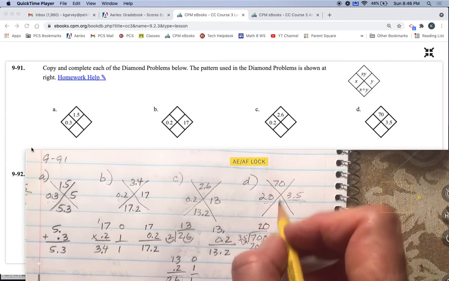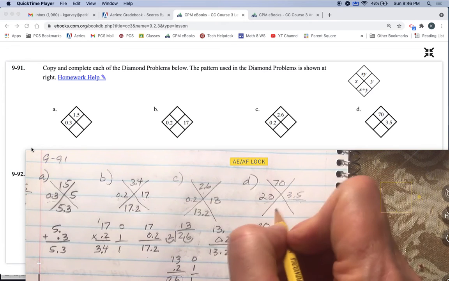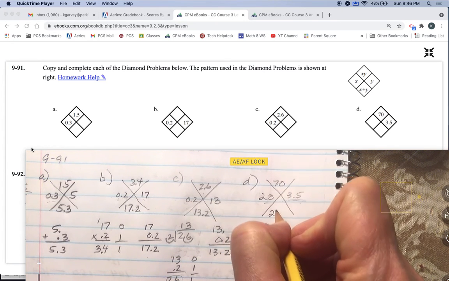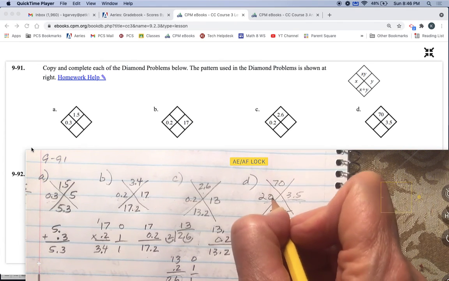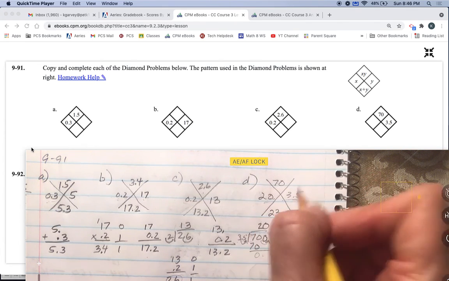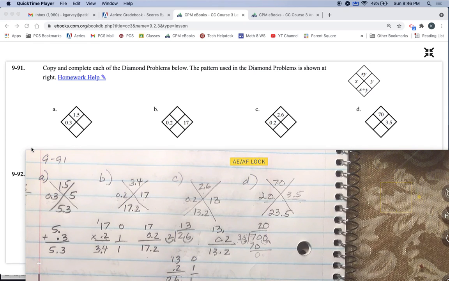And then here we've got to line these two up. And so we'll know that this is going to be 23.5 because the decimal point is here. So if we line that up, it's 23.5.